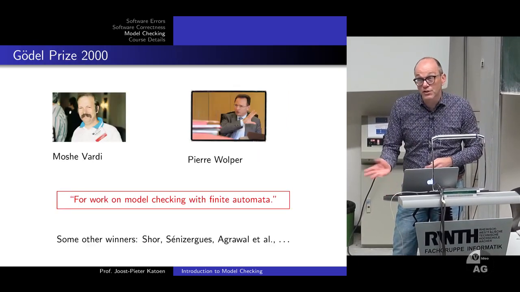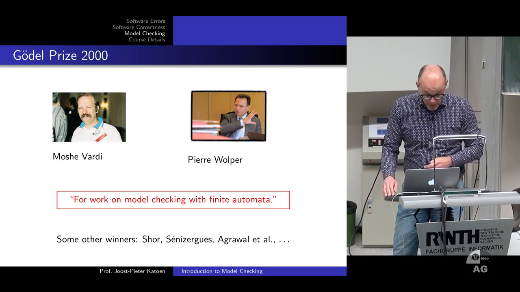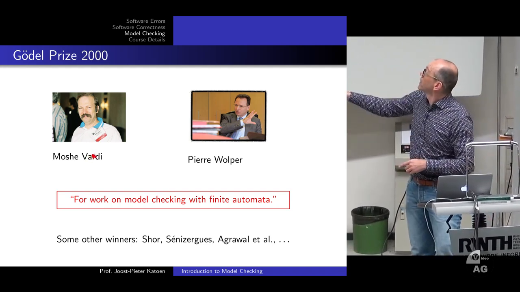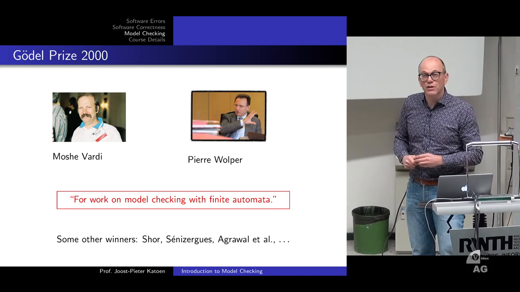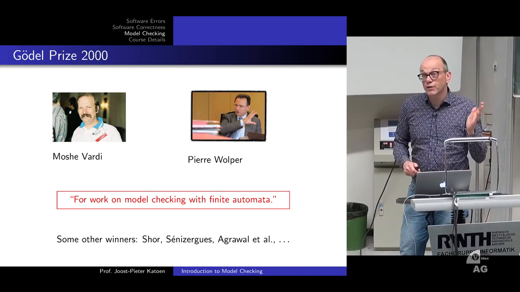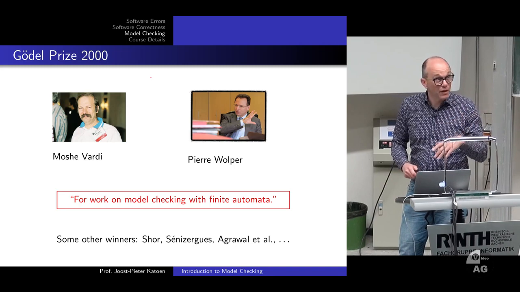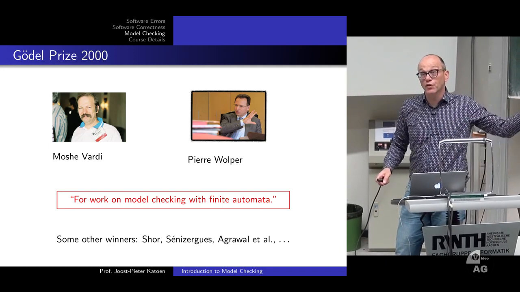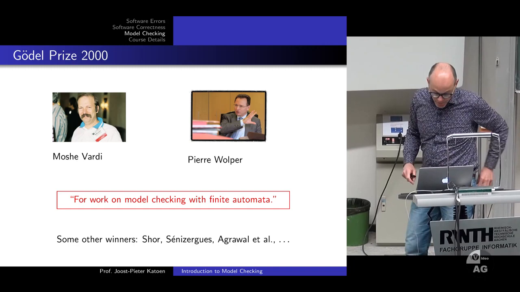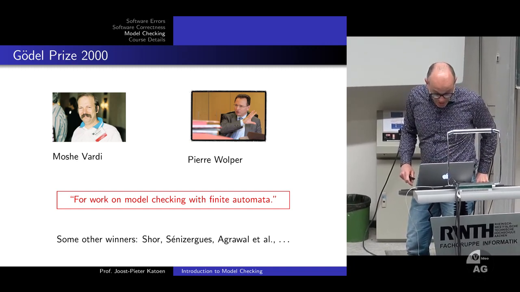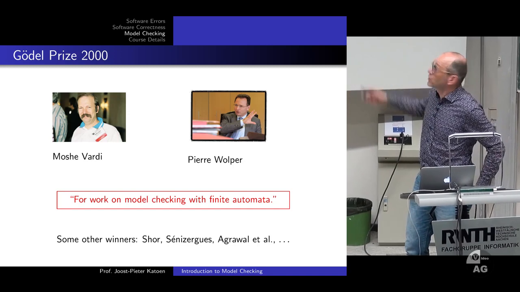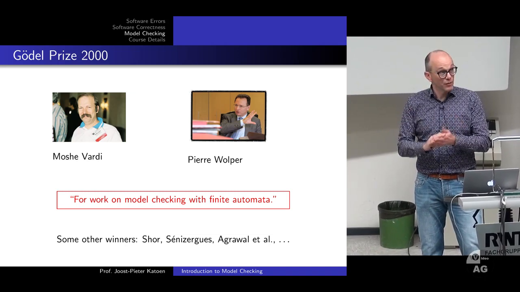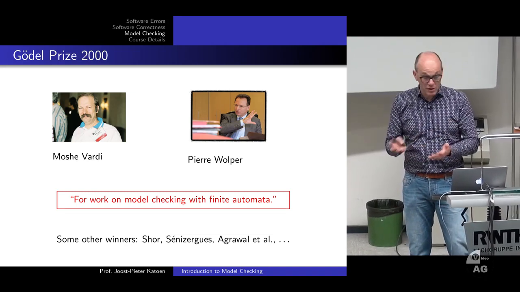Another one is the Gödel Prize. The Gödel Prize is an important prize in mathematics. This was awarded in 2000 to Moshe Vardi and Pierre Wolper. Moshe Vardi is someone from Israel. He's currently in the US. He's a famous guy in theory, logics, automata, games, AI, knowledge logics, and so forth. Pierre Wolper is actually in Liège, around the corner here. He's currently the dean of the engineering department there. And they got this prize for work on model checking with finite automata. So they were the first to use old-fashioned finite state automata to do model checking. And that's the theory we're also going to see in this lecture.